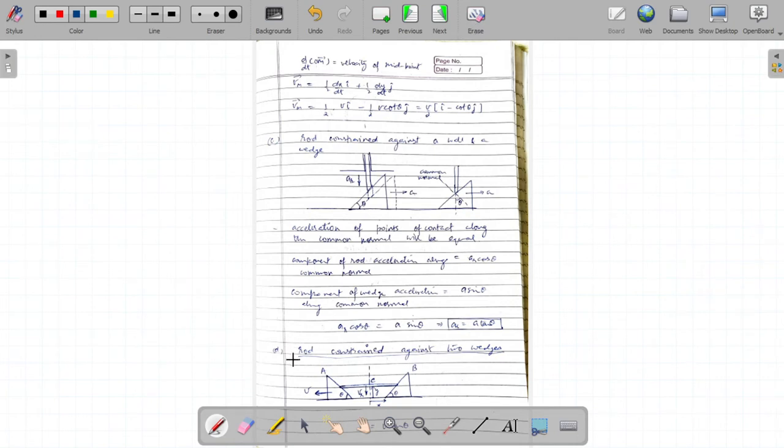Okay, then we have the rod constraint against two wedges. Instead of one wedge, we have a rod and two wedges, and the rod is now horizontal. So let us draw a horizontal rod, and we have two wedges. Let's say we have wedge number 1 and wedge number 2. Let's say both the wedges are identical for our case.